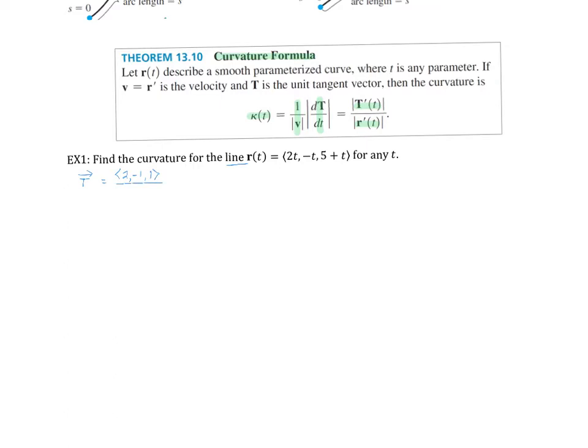And we'll divide by the magnitude of the derivative of r, which would be the square root of 4 plus 1 plus 1. So we have 1 over the square root of 6 times this vector, and I'm not going to bother to distribute. I'll just leave it that way.